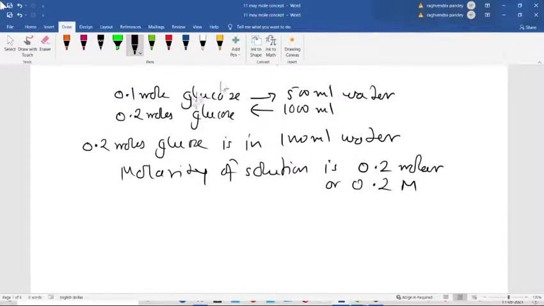That we did, yes, here only. 0.1 is in 500, so 0.2 is in 1000. 1000 is important, means whatever moles are there in the 1000, that will be the molarity. Any other doubt?